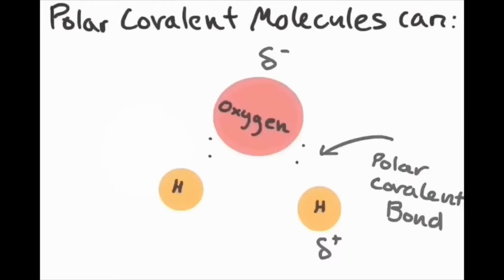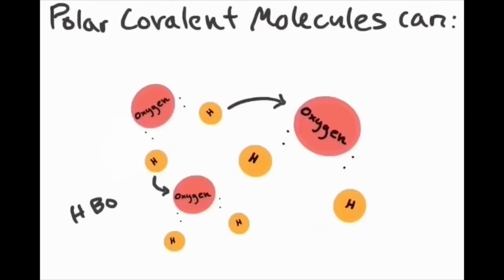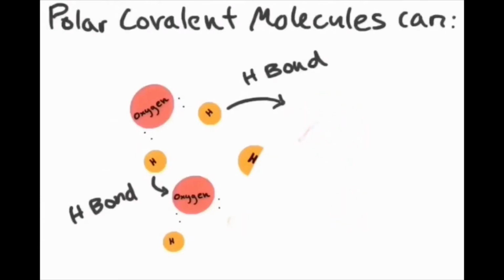Molecules with polar covalent bonds can also create hydrogen bonds because of their uneven distribution of charges.